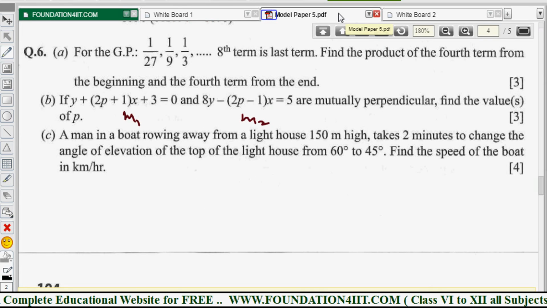So observe question number 6c. This is from applications of trigonometry. So let us draw the diagram. A man in a boat is rowing away from a lighthouse 150 meters in height. So the height is 150 meters. It takes 2 minutes to change the angle of elevation of the top of the lighthouse from 60 degrees to 45 degrees. Find the speed of the boat in kilometers per hour. Okay, let me draw the diagram.